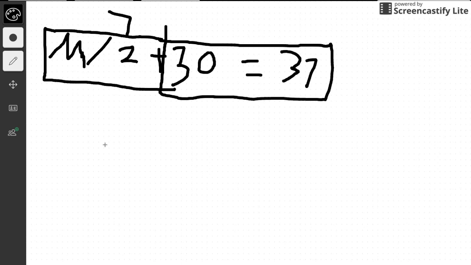So again, we can do it backwards by doing 7 times 2, and we get 14. Now again, we can plug this into the equation and do 14 divided by 2 plus 30 equals 37.